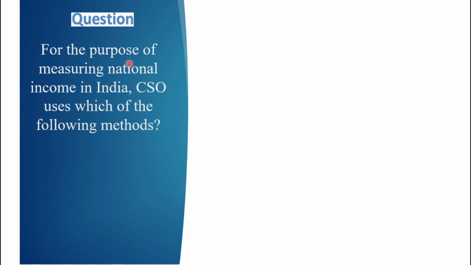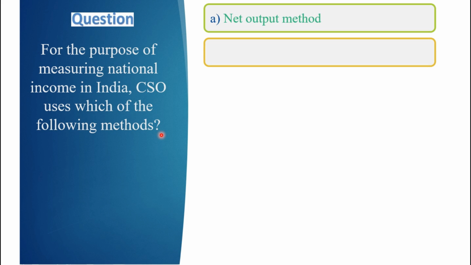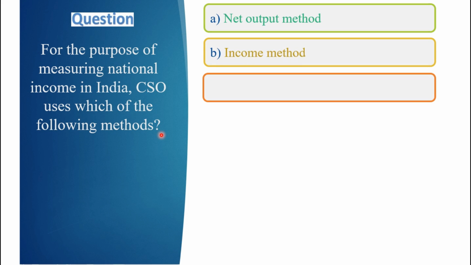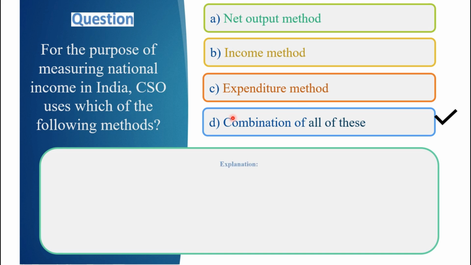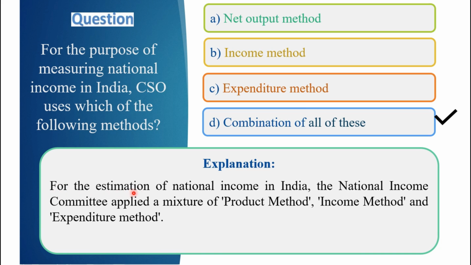The next question is, for the purpose of measuring national income in India, CSO uses which of the following methods? Option number 1, net output method. Option number 2, income method. Option number 3, expenditure method. Or option number 4, combination of all these. And the correct answer for this question is option number D, combination of all these.